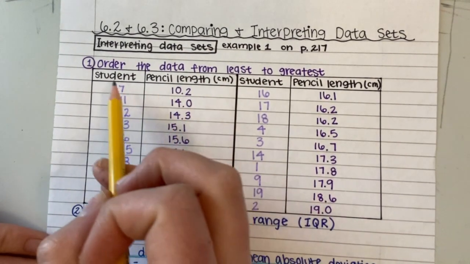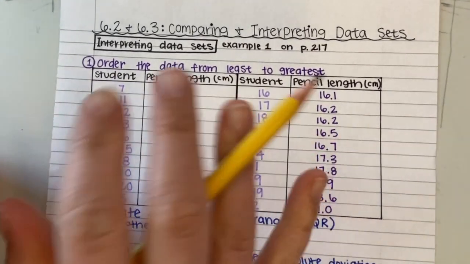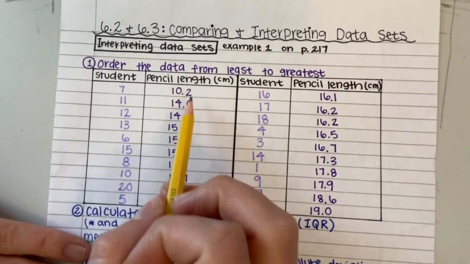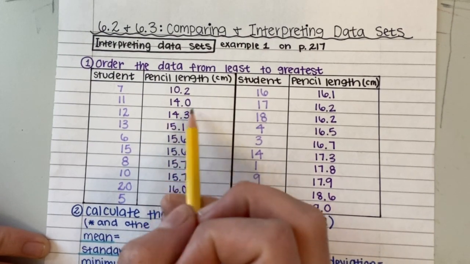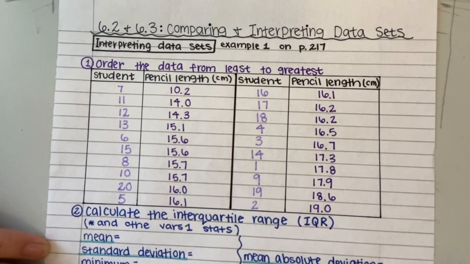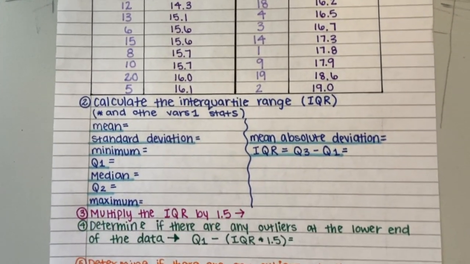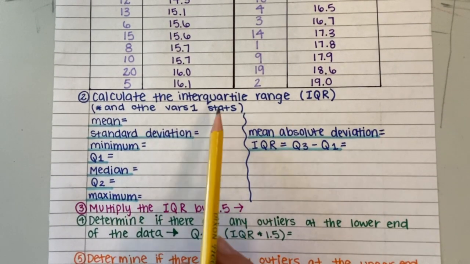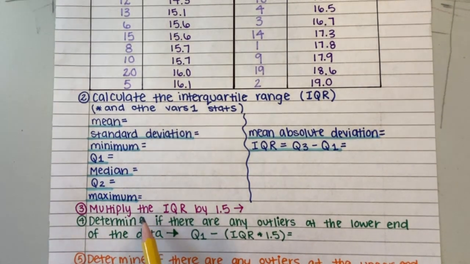So whichever student, so student number 7, which is just a way to label, to differentiate each student from each other, has a pencil that is 10.2 centimeters long. So that's a lot smaller than the next closest data point, which is 14, and so forth. So we've got it in order, which is going to make finding our statistics a little bit easier. So what we're going to look at here is we are going to calculate the interquartile range, because that's what number 2 was. But when we do that, we can actually find this other information pretty easily as well.